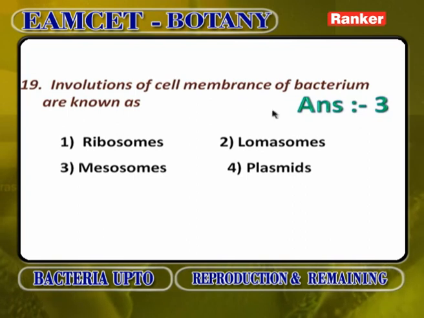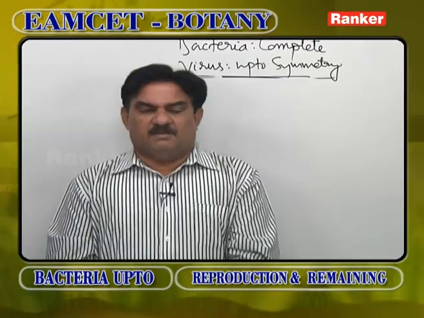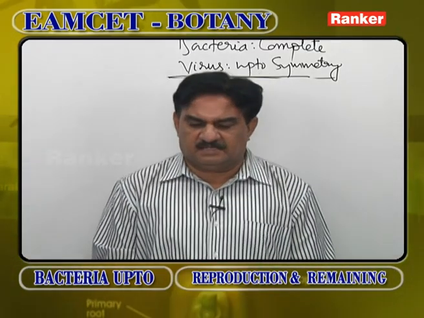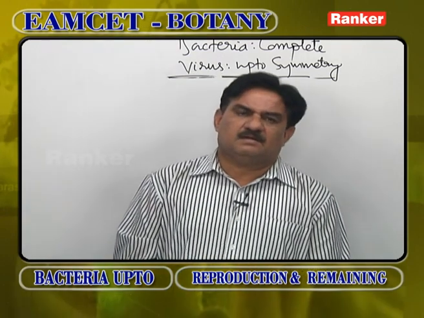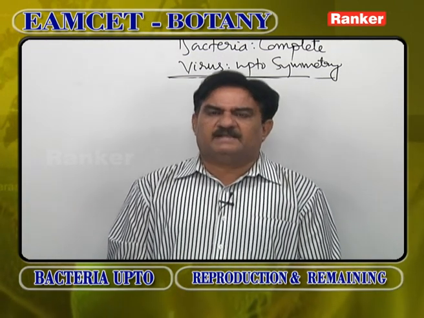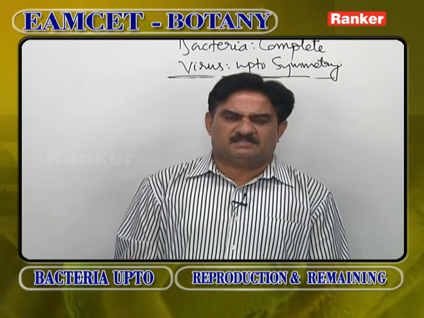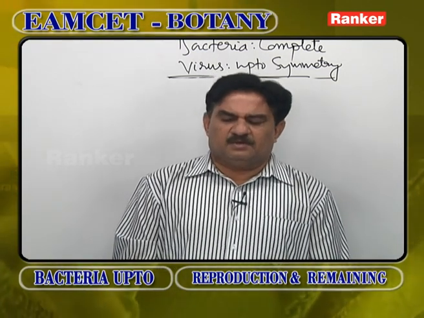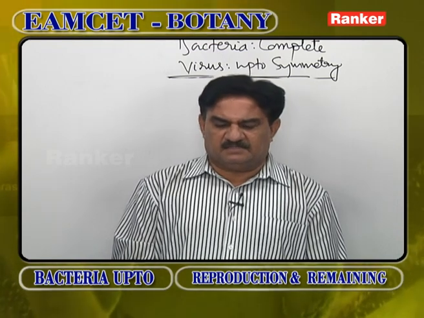Involutions of the cell membrane of a bacterium are known as what? Involutions means the foldings inside. Foldings inside the bacterial cells are not called ribosomes. They are not called lomosomes. They are not called plasmids. Ribosomes are 70S ribosomes present as polysomes. Lomosomes are not found in bacterial cells.